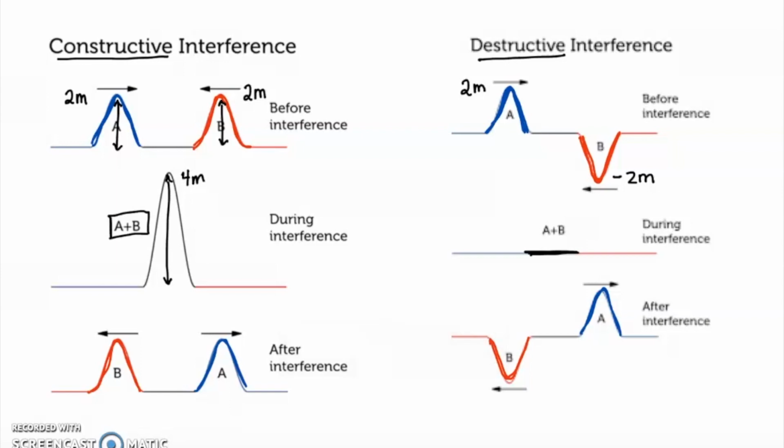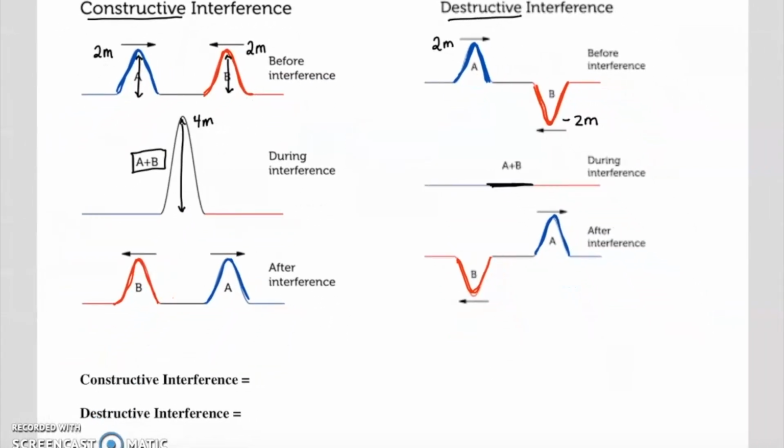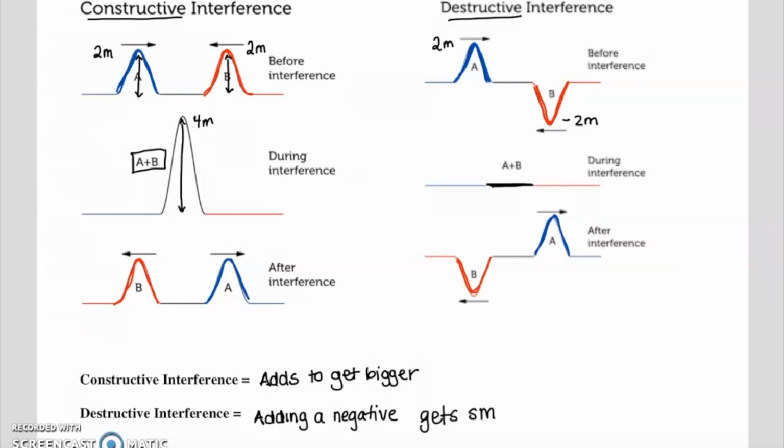So let's take a moment to compare constructive versus destructive interference. Put simply, constructive interference, when the waves undergo superposition, it adds to get bigger. Notice in the left example, 2 meters plus 2 meters got bigger to 4 meters. And for destructive interference, you're adding a negative, which is essentially subtracting, and it gets smaller. So this is a decrease in that amplitude. Let's take a closer look.